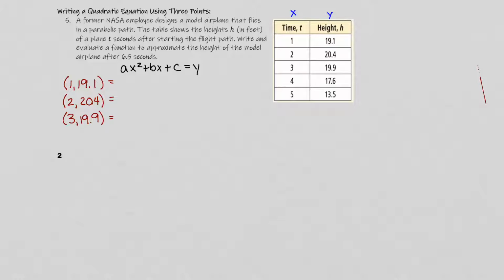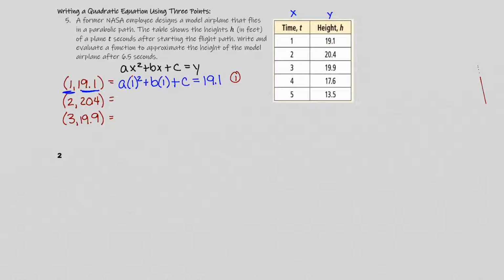Okay, so I'm going to plug these in. I'm going to have a times x squared, which is 1. Let me just go back. I'm struggling, sorry. Okay, a times x squared, which is 1, plus b times x, which is 1 right here. And then we don't know c, so plus c is going to equal y, which is 19.1. So there's one equation. Okay, so I'm going to number my equation number 1.